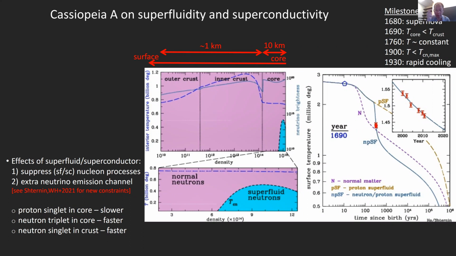I don't remember what the critical temperature for proton superconductivity in that scenario is. I would imagine it's... Yeah, I think it would have to be.